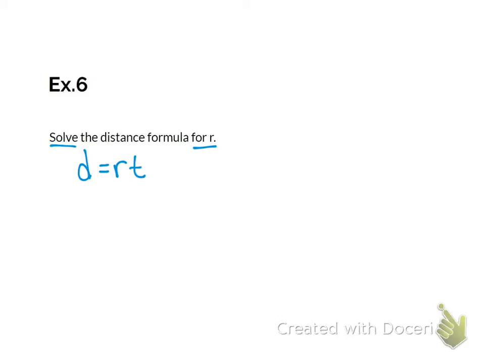What's going on between the rate and the time? What operation? Multiplication. How do we undo multiplication? Divide. So if I'm trying to get R alone, what should I do to both sides? Not divide by R. Divide by T. We want to leave the R where it is, and we want to divide both sides by T. So on the right side, the T's cancel out. Distance divided by time is equal to the rate. Or if you want to flip it around, rate is equal to distance divided by time.